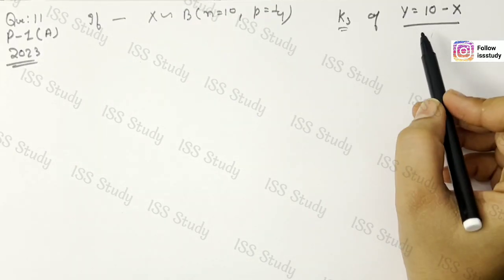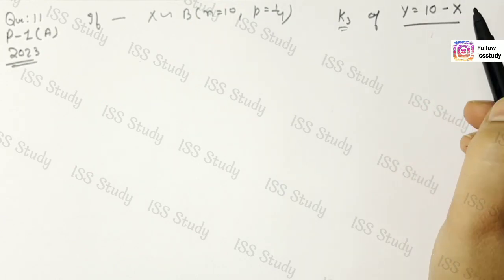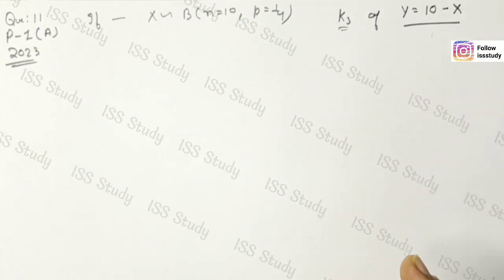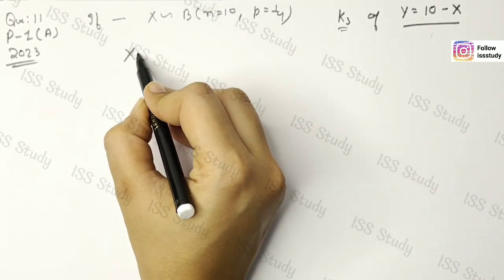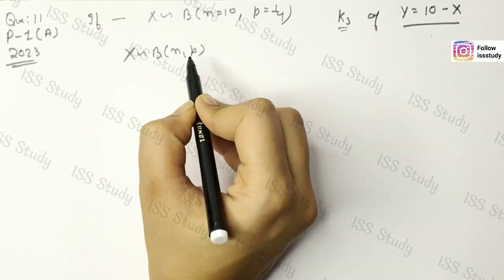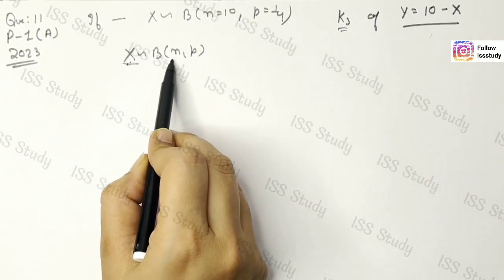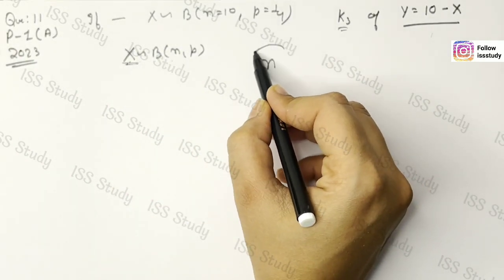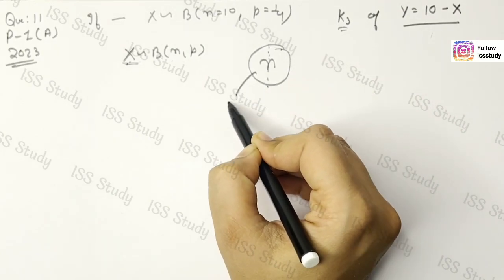Now, I know the distribution of this y already, it is a property, but I'm not going to tell you directly. I'm going to tell you the derivation of how I am getting the PDF of this y. For that I'm going to take a general example. Suppose x follows a binomial distribution with parameters n and p. So x represents the number of successes in n independent trials.